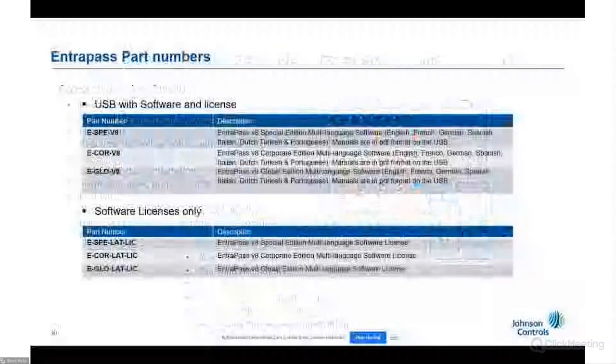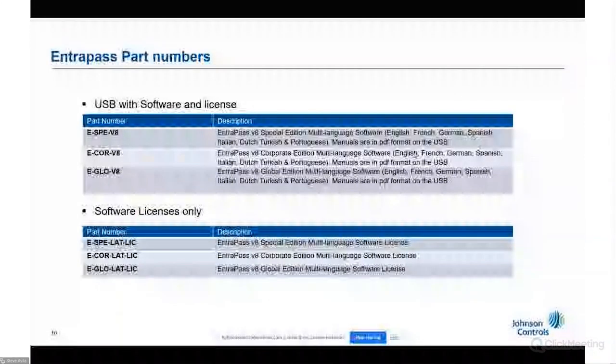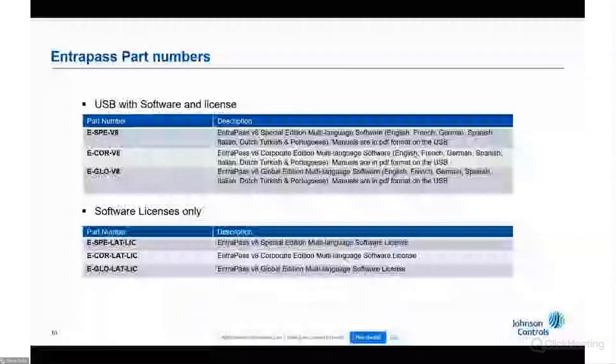Here are some of the part numbers for ordering Entrapass. Just USB with software and license, and software licenses only. In case you want to get it shipped on a USB, or if you want to be sent a code with the license, that's another option.